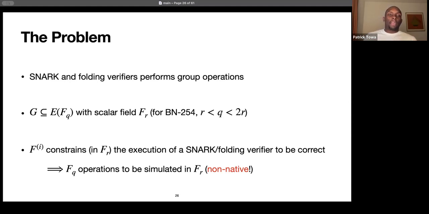Since FI constrains the correct execution of a SNARK or folding verifier, it means that you're writing a circuit over FR, which needs to simulate operations in FQ. Because whenever you add two points or double points, you do those operations over FQ, but you're working over FR. So this is what is called non-native operations. This is what we're trying to solve.